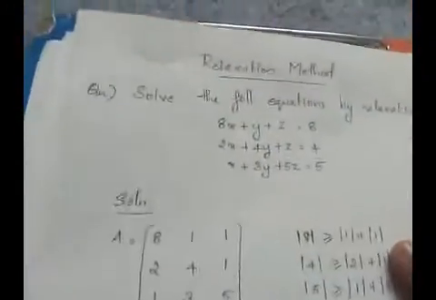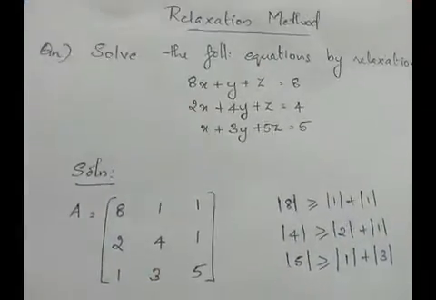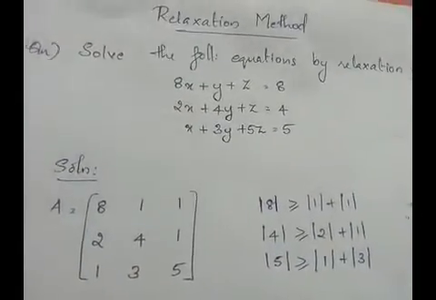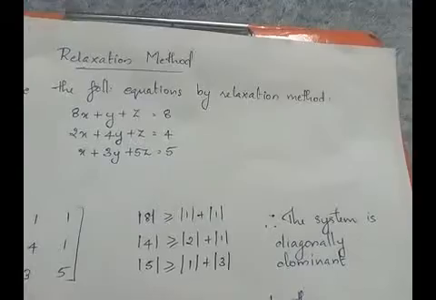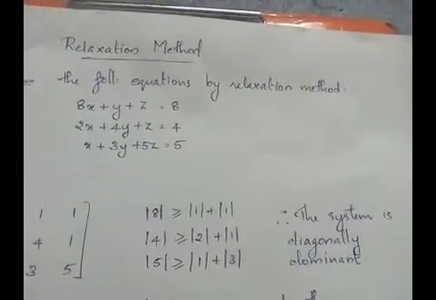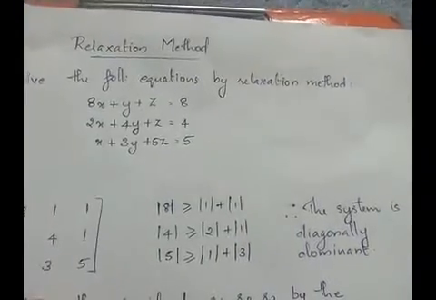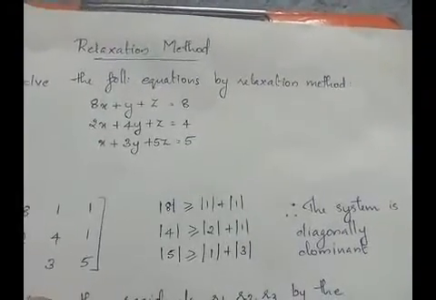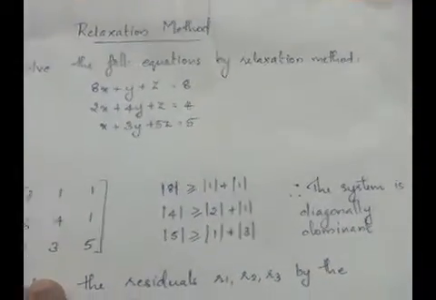Here it follows the diagonal dominance, and looking at the second and third row also, we can see that the diagonal element is the dominant one. So we can write that the system is diagonally dominant. The given system is diagonally dominant. If it is diagonally dominant, then by relaxation method, it quickly converges to the solution. We'll get a solution quickly.